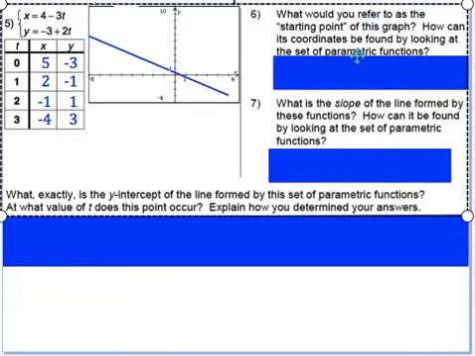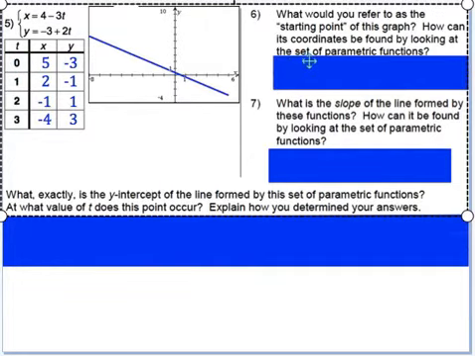So now let's answer some of these questions. What would you refer to as the starting point of the graph? If you notice right here, we have a point where we're starting, and then it increases this way until we don't know where it ends. Okay? Well, in this case, our starting point is when t is 0.